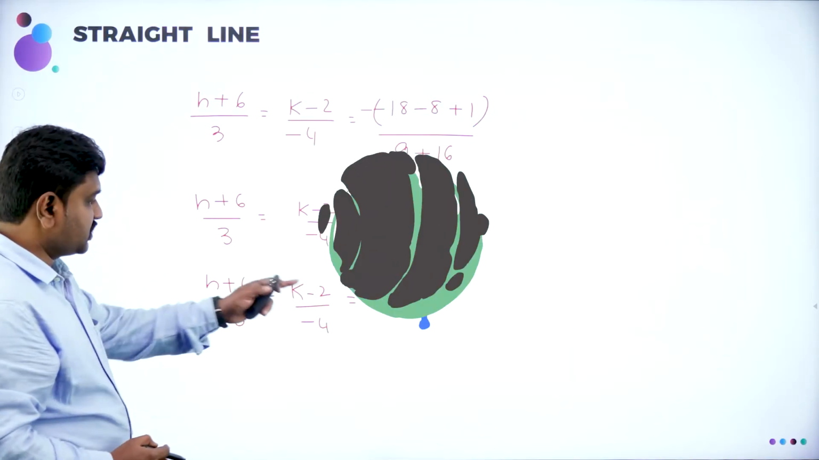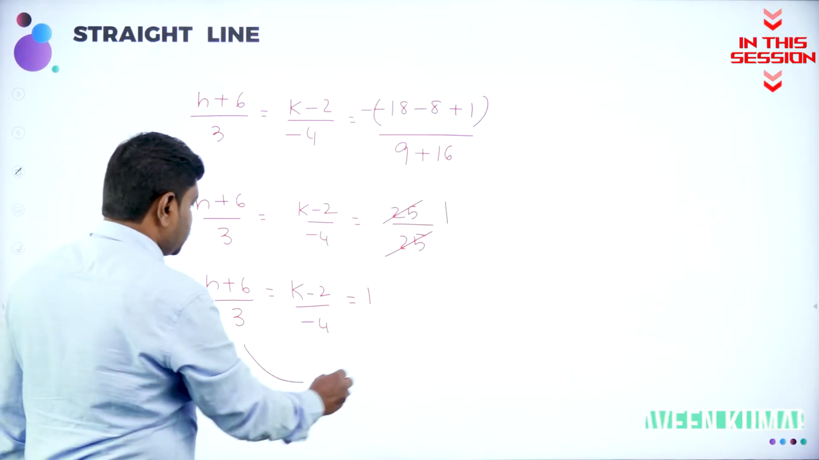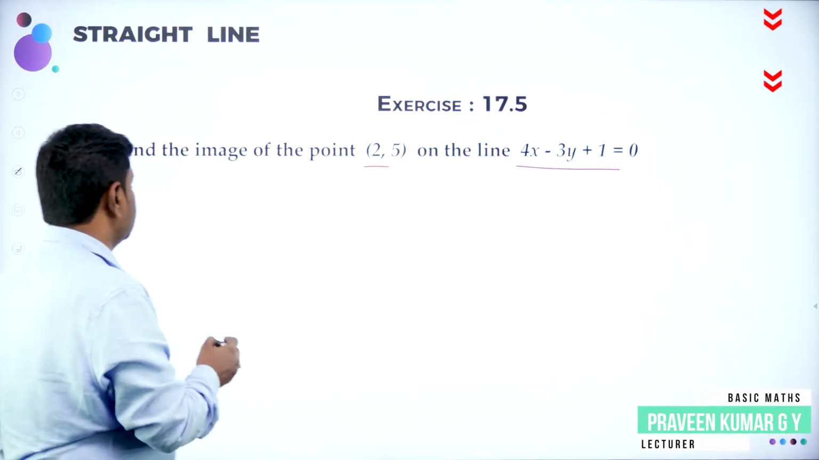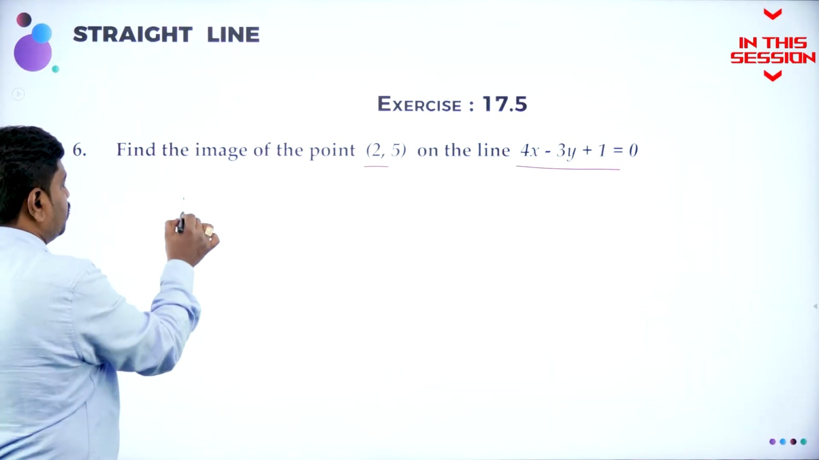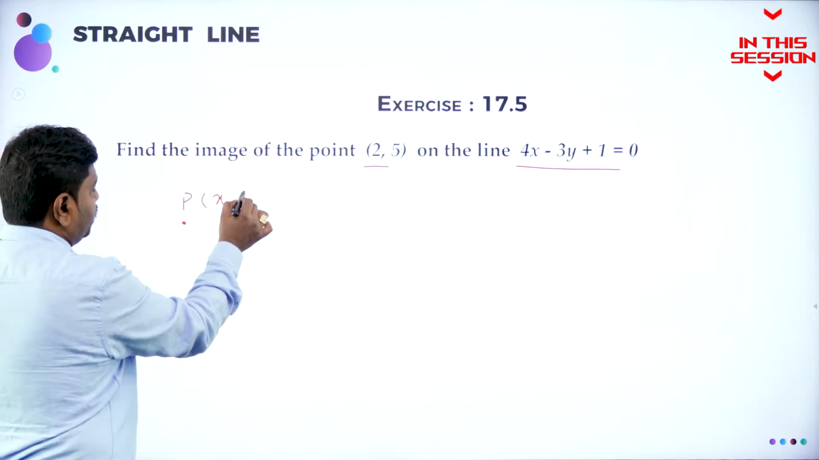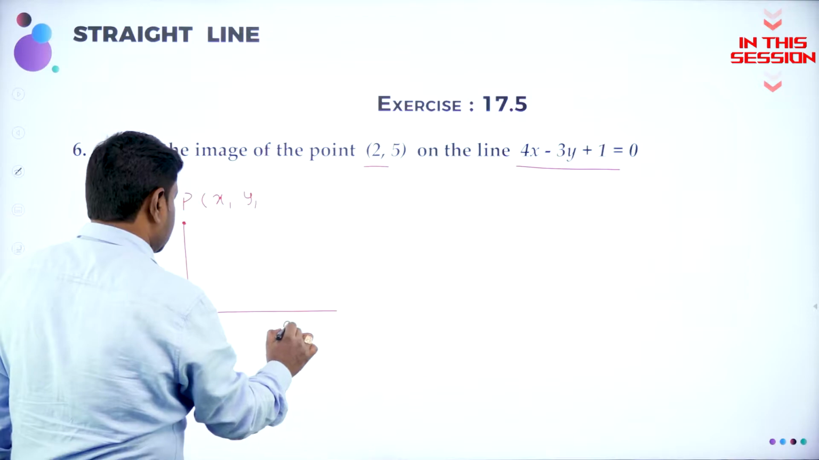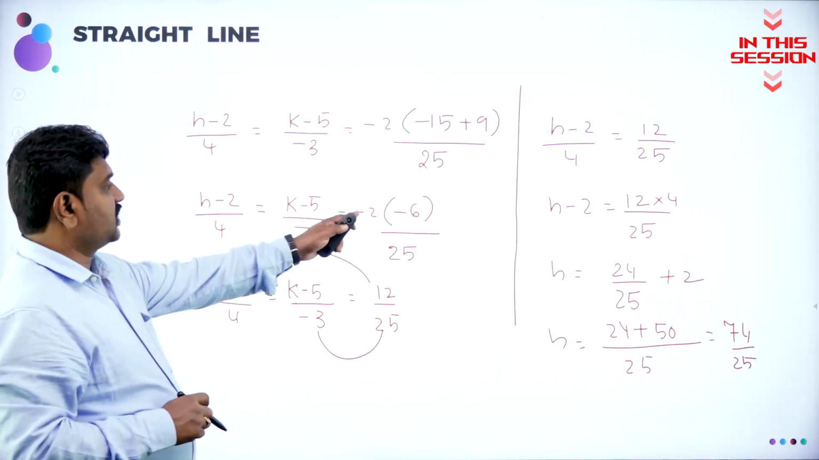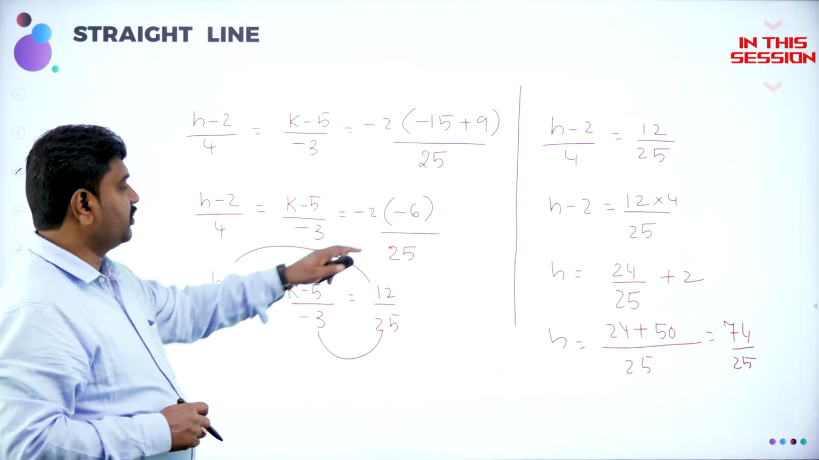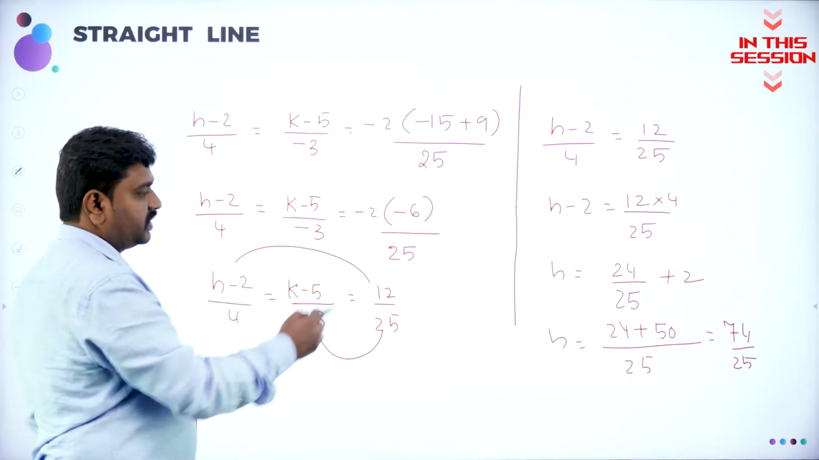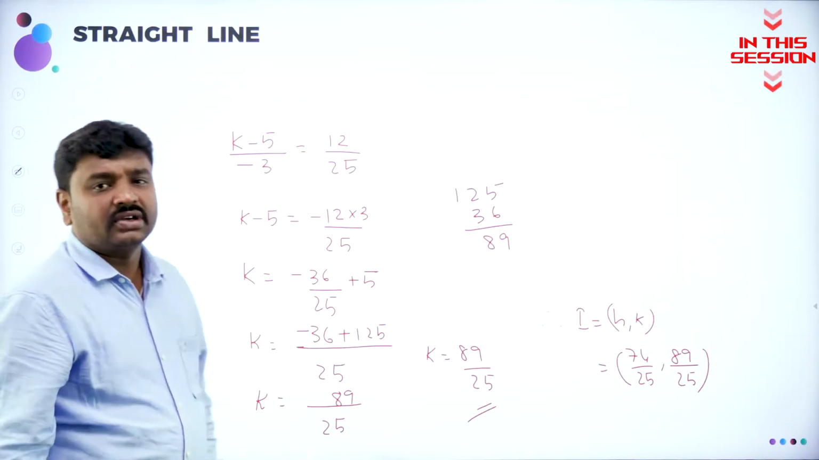Now equate the first and last term to get h, and equate these two to get k. Dear students, they have given a point, the point we say P of x1, y1, and they have given a line. Equate the first term and last term to get h, and then equate the other two to get k.